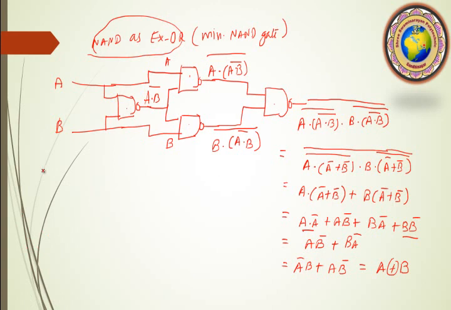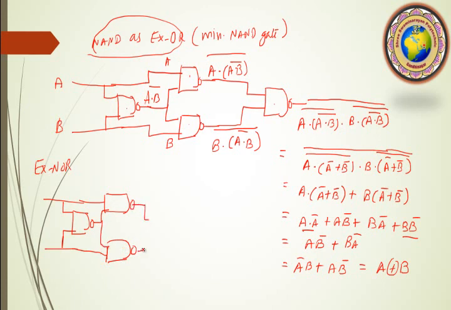Now minimum NAND as XNOR: for designing XNOR we just insert one more gate. So here we develop one, then one here, and in the same way we insert and convert the output of the XOR, and we get here A plus circle B bar. So XNOR using 5 NAND gates.